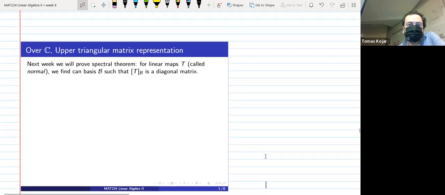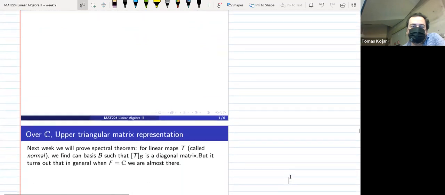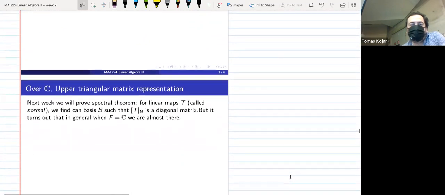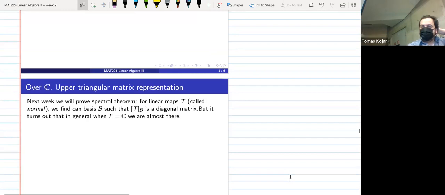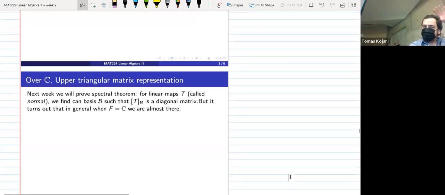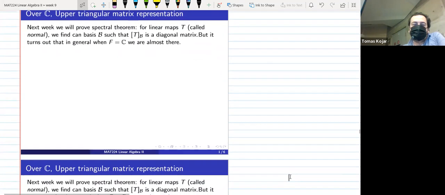I'll talk about it here. So next week will be the spectral theorem. You give me some maps called normal, then we can diagonalize its representation. So that will be one of the big theorems here. And it turns out that we're almost there. Even though you don't have diagonal, if you look over the complex numbers, not the reals, I will give you a counterexample, you're almost there.